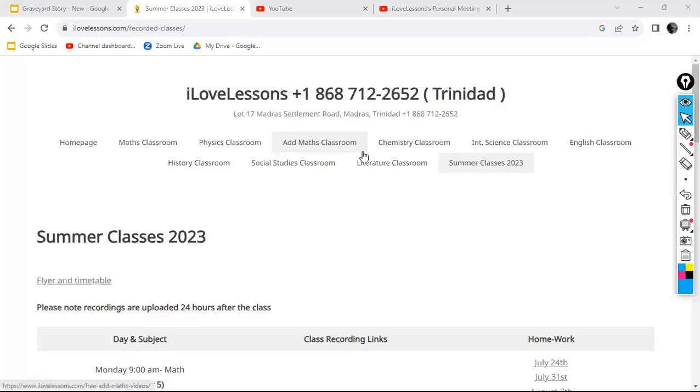And your parents already have the links to access everything. So please do me a favor, don't WhatsApp me and ask me for the instructions. I already sent all the instructions to your parents. You can talk to them and they will guide you through the process.